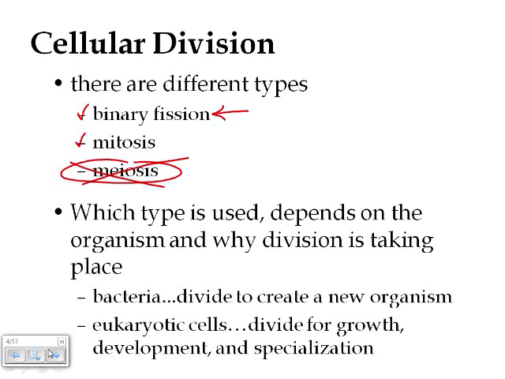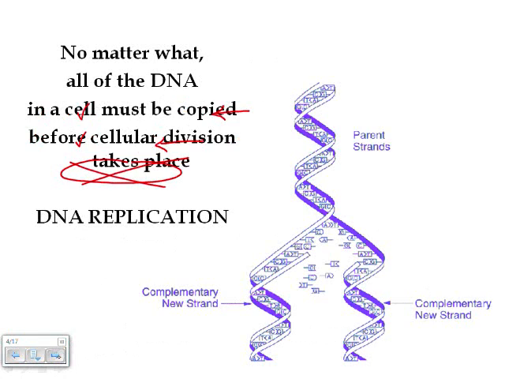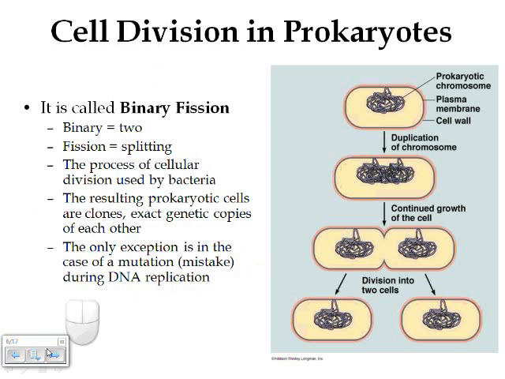All right? That's not the process that we use. We use cellular division, or mitosis is a vague way to explain it. We use it in order to depict how our cells are going to grow and how our cells are going to develop. So, like I said, bacteria divide for a new organism, where eukaryotic cells divide for growth and development and specialization. All right. No matter what's happening, though, DNA's got to replicate first, right? The DNA needs to copy so that each new cell has a complete set.